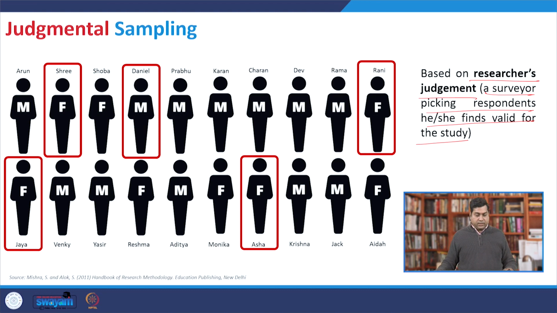So the judgmental sampling is sometimes useful, especially for the expert opinion survey, selection of the experts and all.